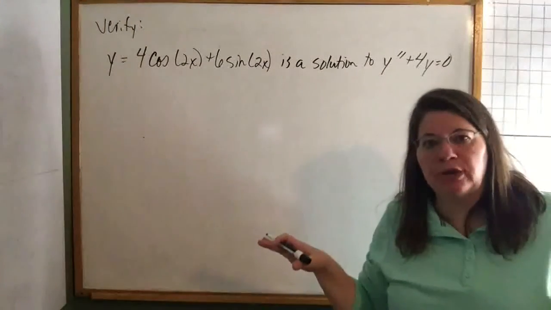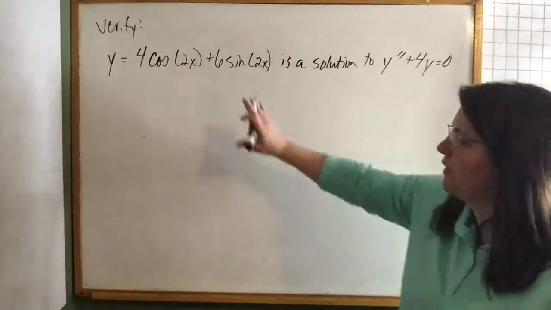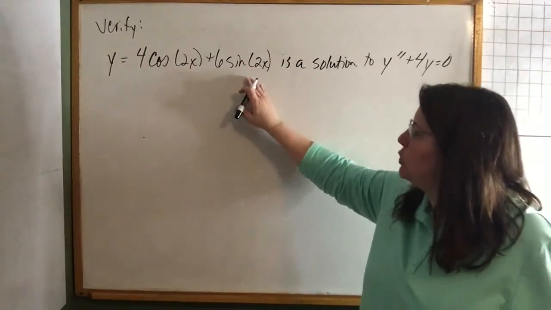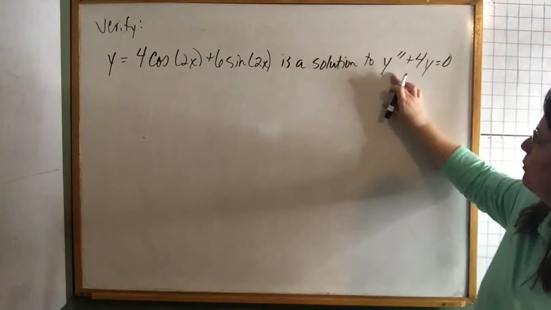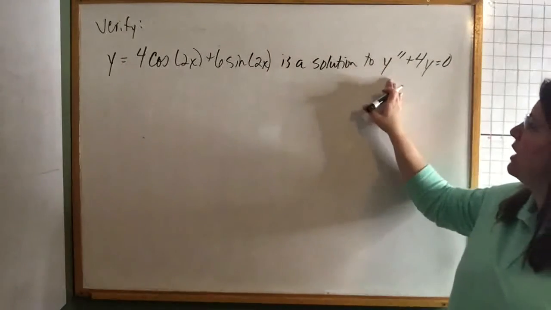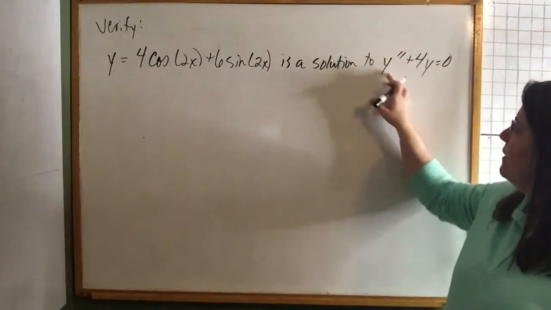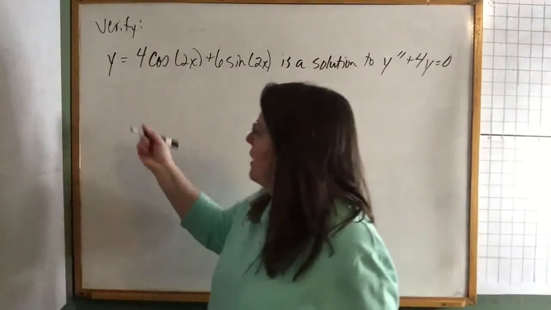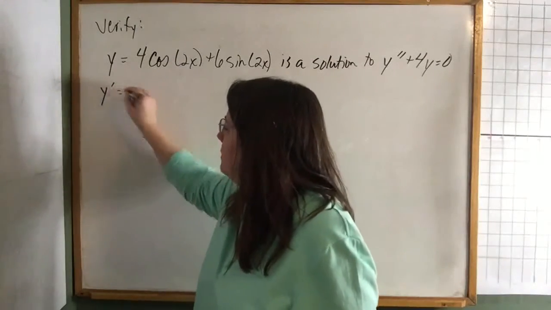Here they're dealing with some trig functions, doing the same thing. They want us to verify that y equals 4 cosine 2x plus 6 sine 2x is a solution to y double prime plus 4y equals 0. So if we look at this notation here, they want us to find y double prime. Well, first thing I have to do is find the first derivative, y prime.